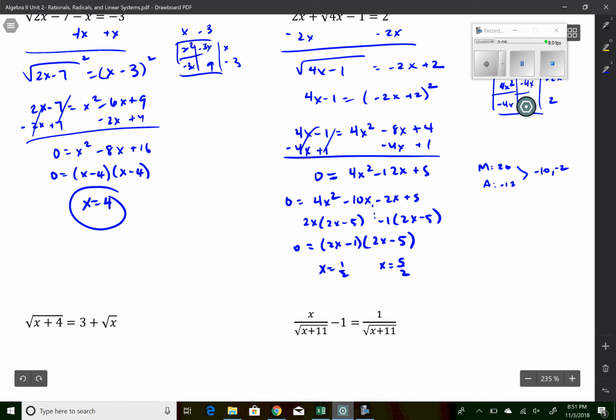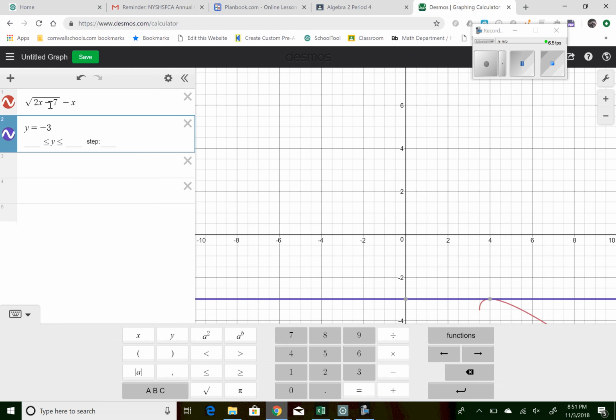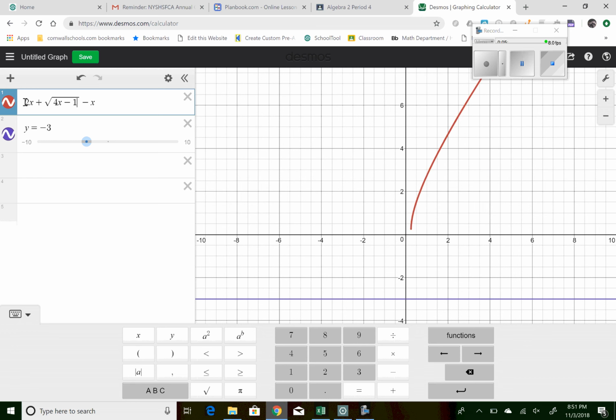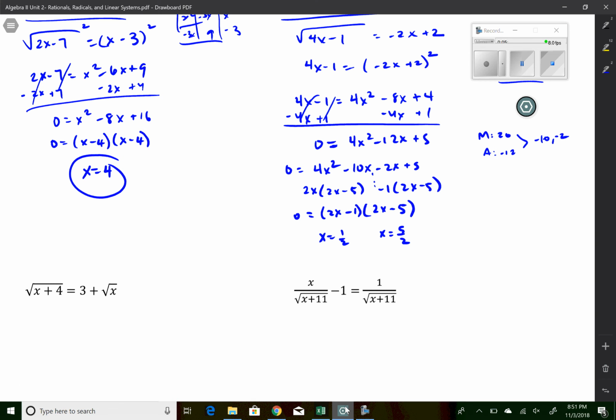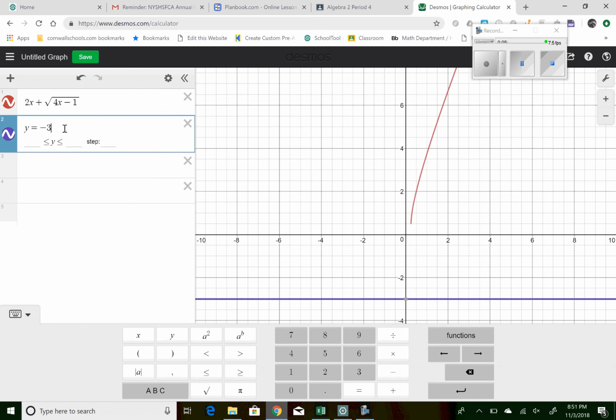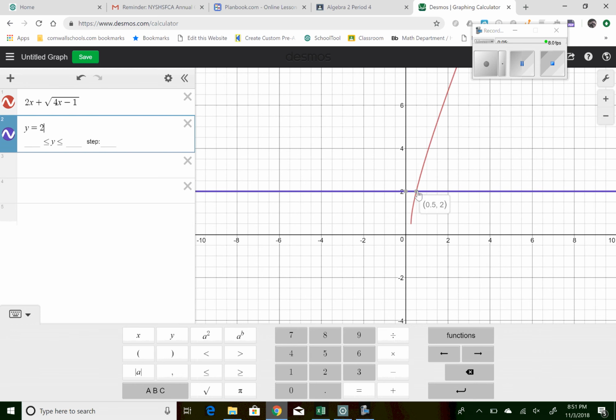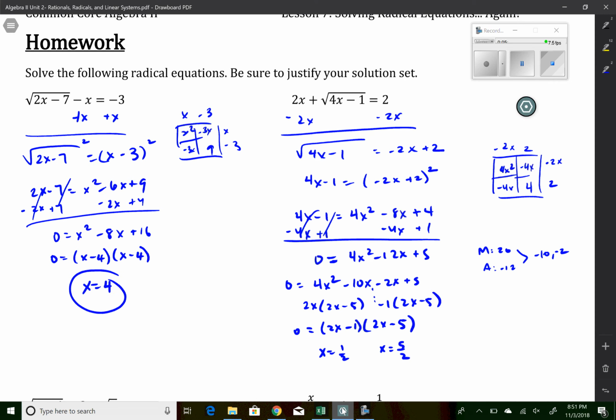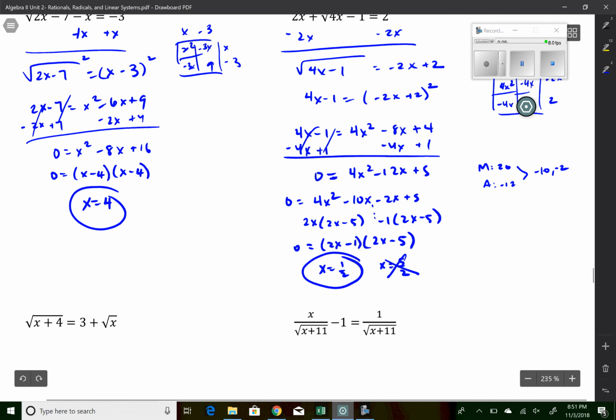Again, I want to check it. If I go back to my calculator, I have 2x plus 4x minus 1, and the other equation I have is 2. These two things only intersect once, and it intersects at 0.5. So I know when I'm looking at this, the 5/2 answer is rejected. It's the extraneous solution. So our only answer is 1/2.